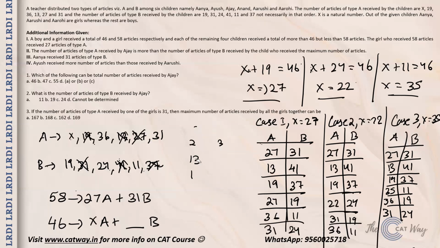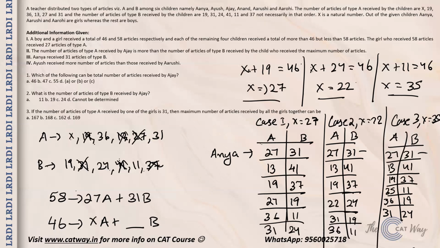Now we are still left to identify the children. Okay, chalo. We know that Anya received 31 articles of type B, so in all the cases we know that Anya is this person. Anya is clear to us, she is always the first. Let's see if there's anything else we can identify.